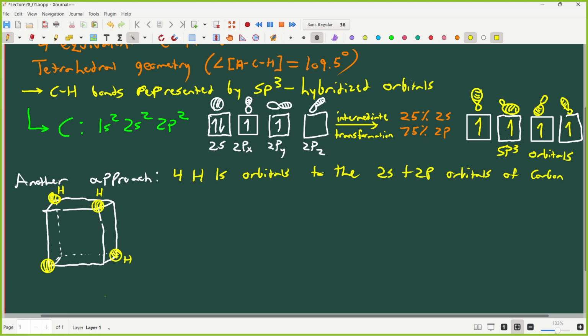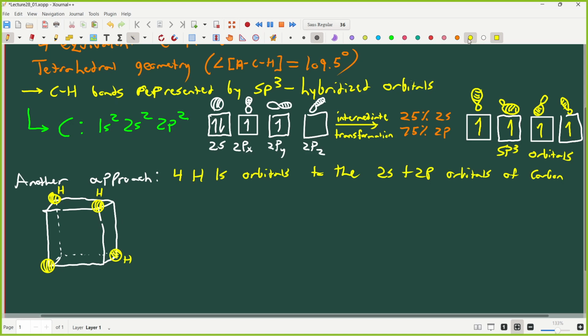We have 2 in one plane and 2 in another plane. It's not too hard to show with a little geometry. This has tetrahedral symmetry. This is how a tetrahedron embeds into a cube. And now where does the carbon go? Well, we're going to put the carbon right smack in the middle.